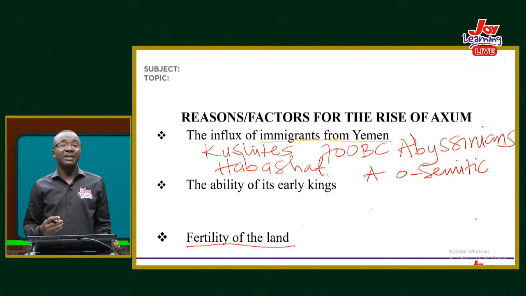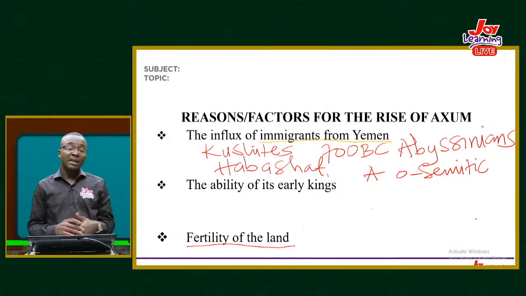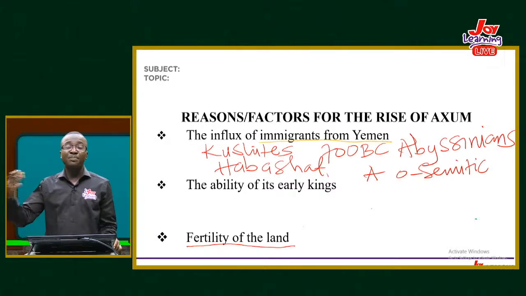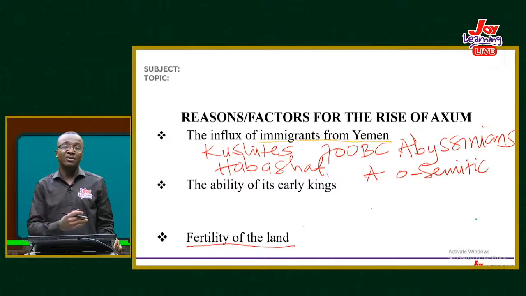And this served as a magnet that attracted various people from various places. And gradually, the place started expanding as a result of the fertile land that supported agricultural activities. Definitely, everybody wants to settle at a place where they can easily have access to food. And so once the land is fertile, once the land supports agricultural activity, it serves as a magnet and it attracted people from all over. And these people came to settle there. And that also contributed to the growth or the rise of Axum Kingdom and that of Ethiopia.